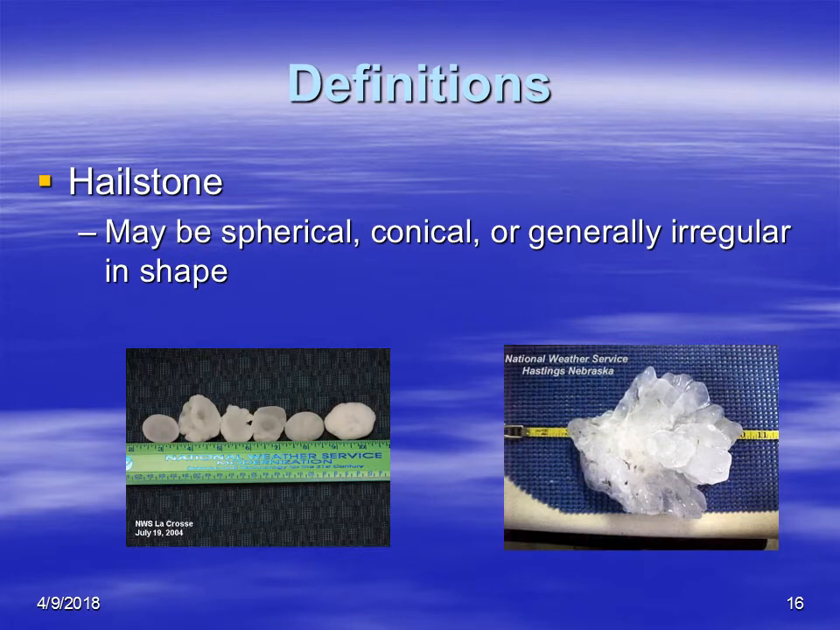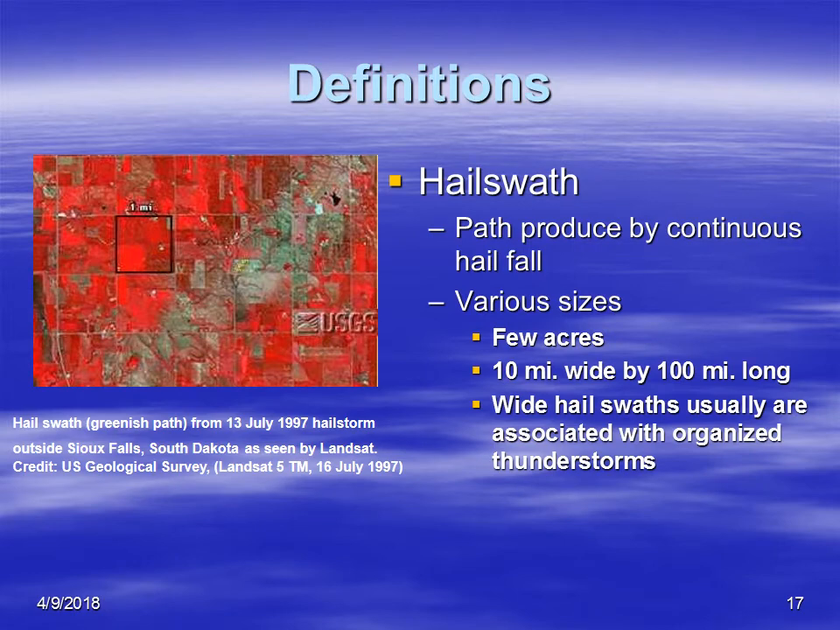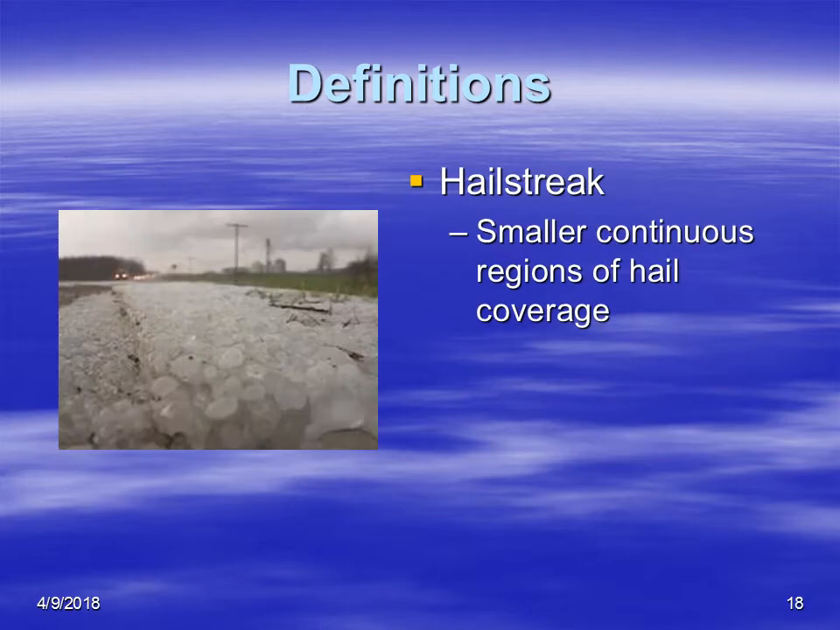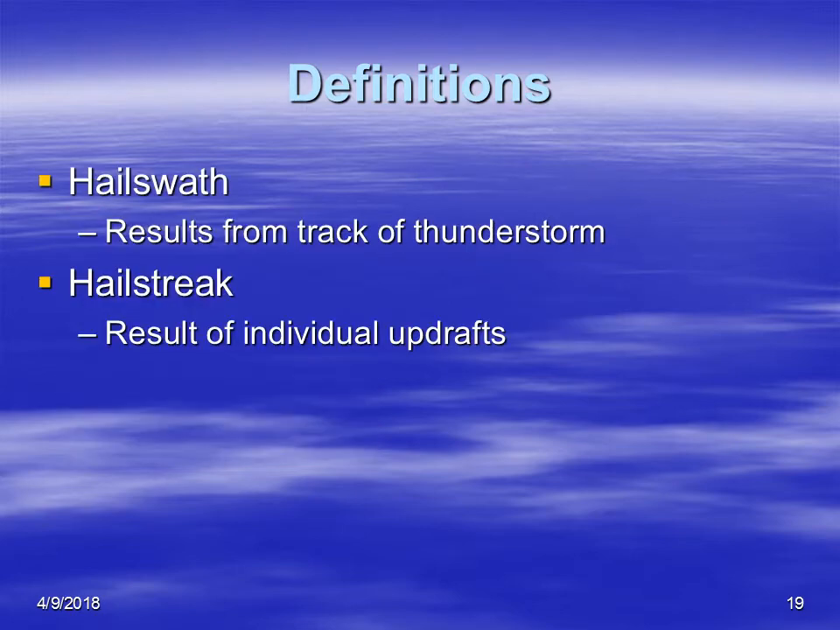And it can be round, it can be conical shaped, and it can even be lumpy, depending upon the type of growth in the cloud. Hail swaths are the path that's produced by a continuous fall of hail, and hail swaths can vary in size and shape. But hail streaks are smaller than hail swaths. Hail swaths are larger, whereas hail streaks are smaller. A hail streak is usually produced by an individual updraft, whereas a hail swath is a track of a thunderstorm, or actually many thunderstorms.